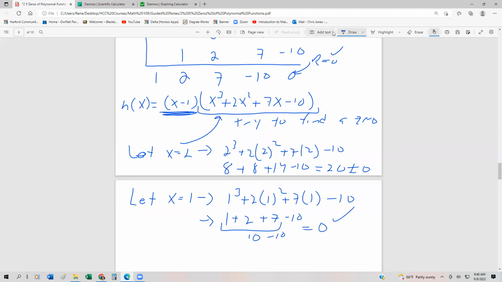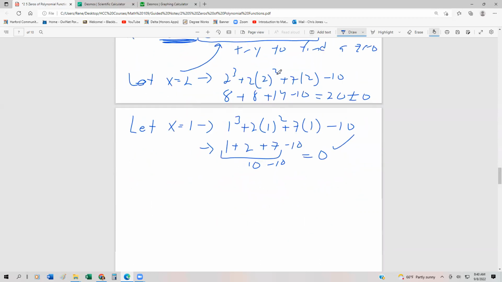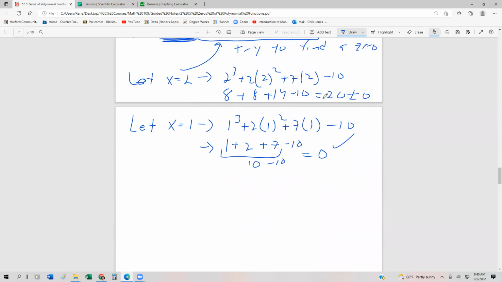And so that means that once again, x equals 1 is a zero. And also, x minus 1 is a factor.